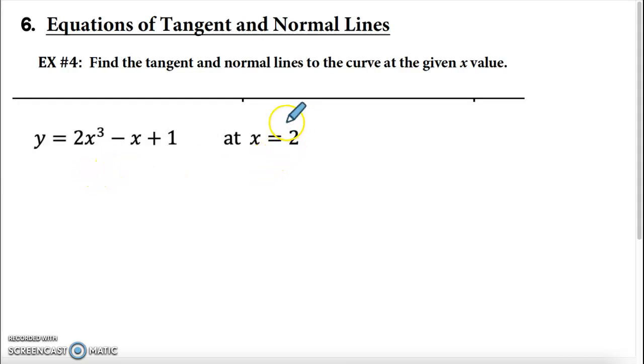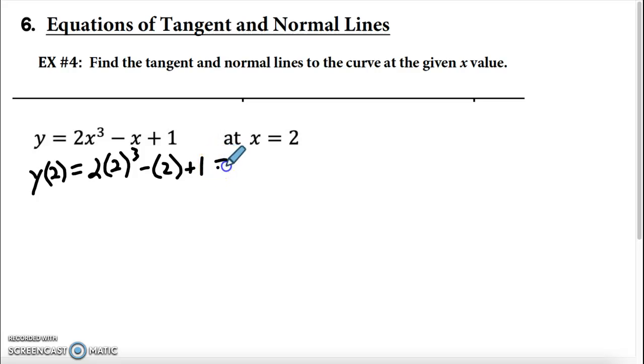First, let's get the entire point at x equals 2. To do that, I would just plug 2 into my original function. So y of 2 would be equal to 2 times 2 cubed minus 2 plus 1. That would be 16, minus 2 is 14, plus 1 is 15. So the point that I'm going to be working with is (2, 15). That is the point on my original curve.